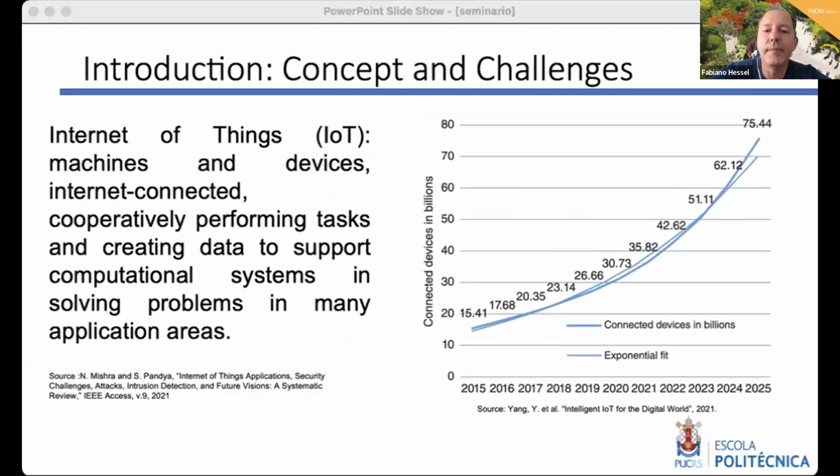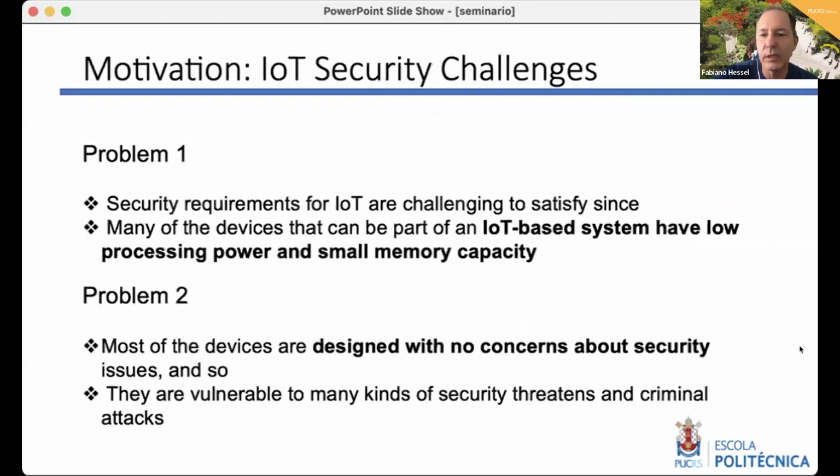Finally, in this type of system, we have several difficult problems. First, guarantee the confidentiality of information. Second, ensure data integrity, ensure high availability, ensure authenticity and non-repudiation, and fault tolerance in communication and computation. So how we can satisfy IoT security requirements is a very difficult task for us.